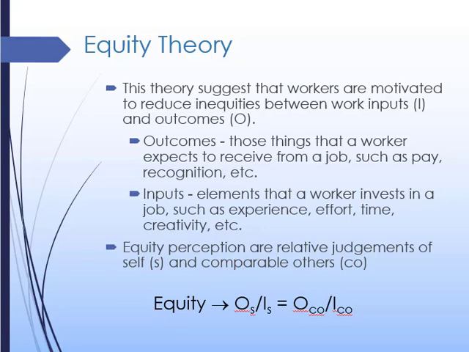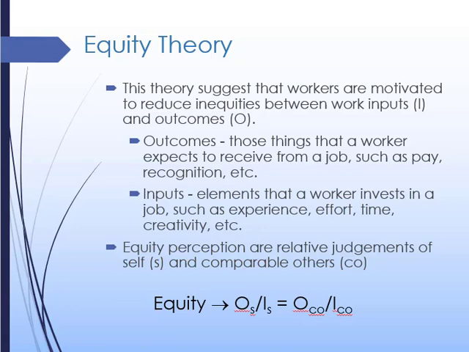Another important theory to understand work motivation is equity theory, which was proposed by Adams in 1965. This theory suggests that workers are motivated to reduce inequities that they perceive between what they put into the work and what they get out of the work. The outcomes that people look at are those things we might expect to receive from a job, like pay or recognition or other forms of compensation. And inputs are those things that a worker invests in a job, such as their experience or effort or education or creativity or other things.